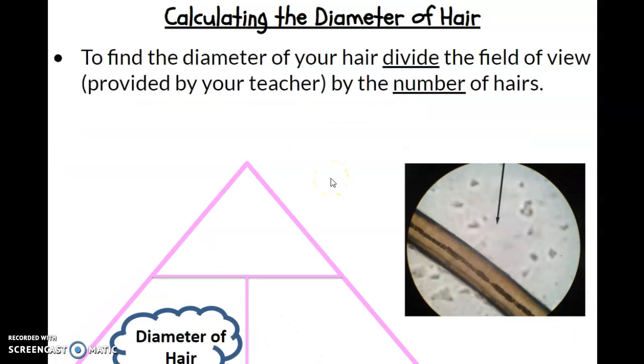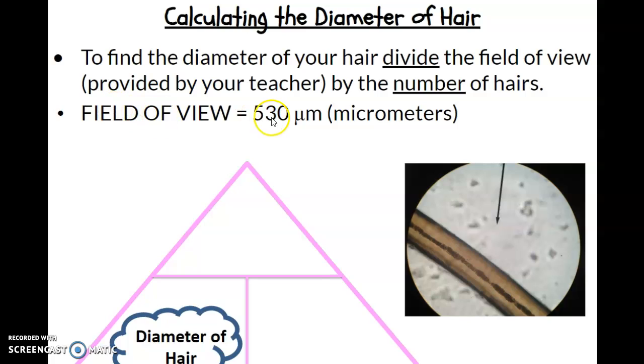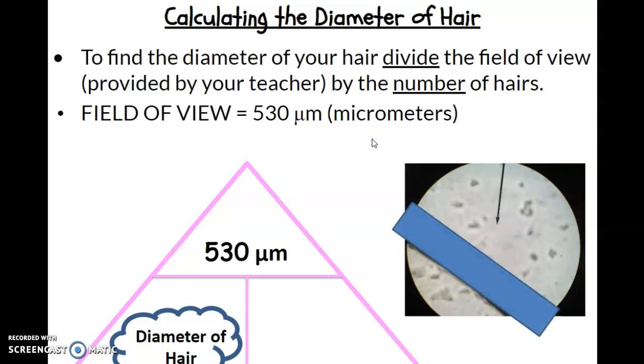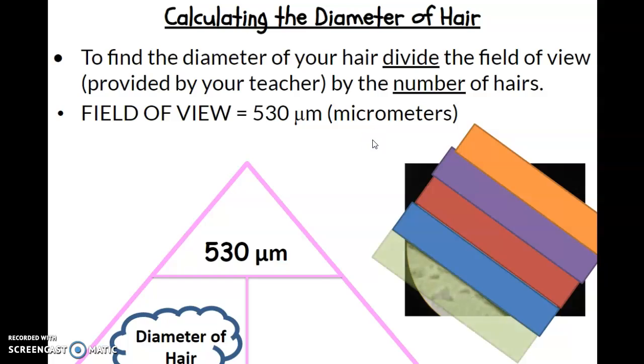So to find the diameter of your hair, divide the field of view provided by your teacher by the number of hairs. So for example, you'll be given a number, so 530 micrometers. And then you have to figure out the diameter of your hair. So 1, 2, 3, 4, 5. So 530 divided by 5 is 106 micrometers. So that's where we're going to end it for today. Our next bit of information will be over animal hair.